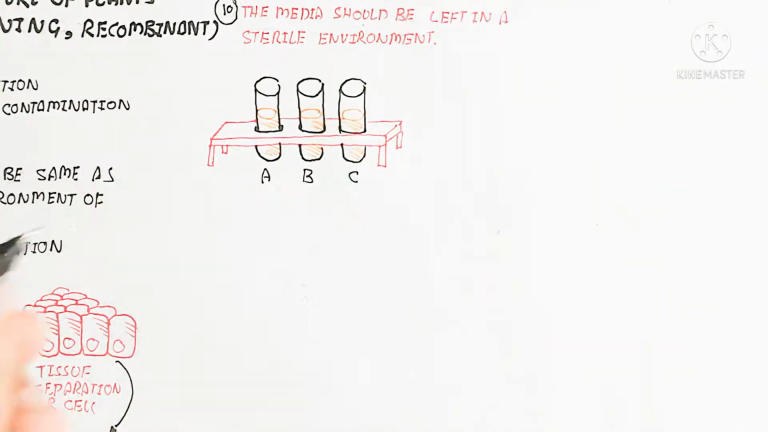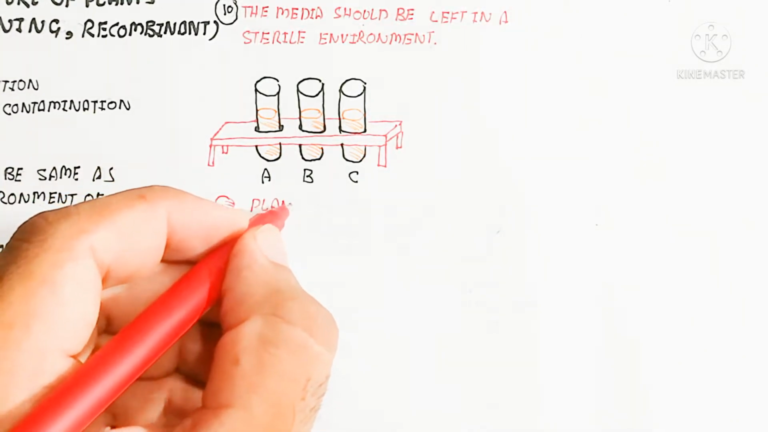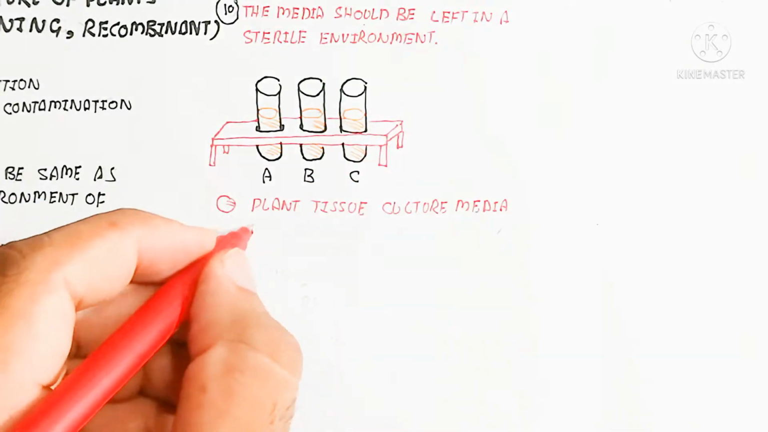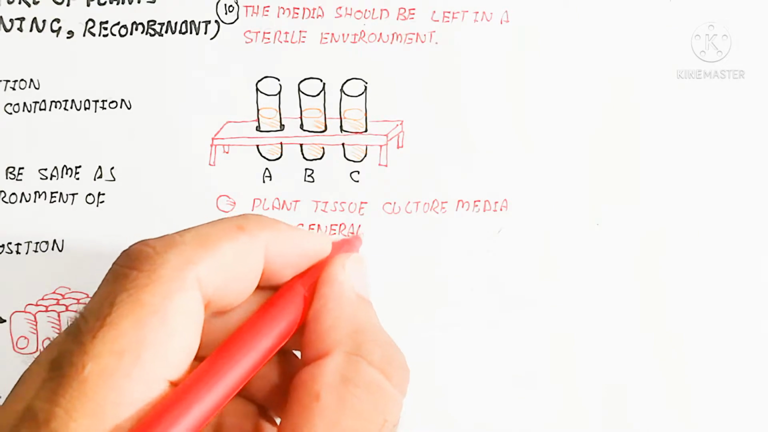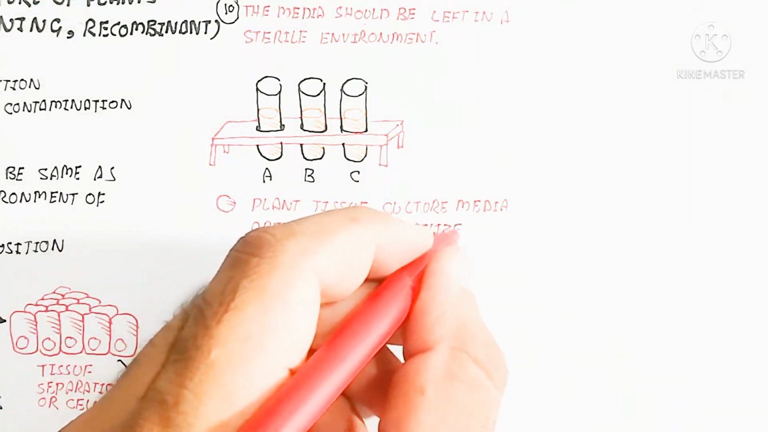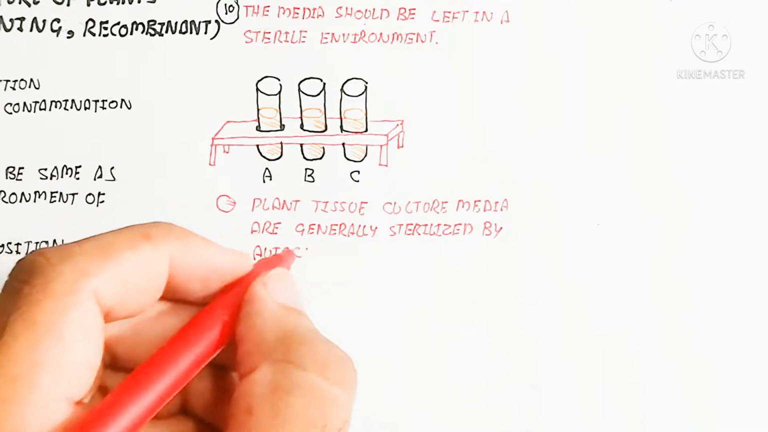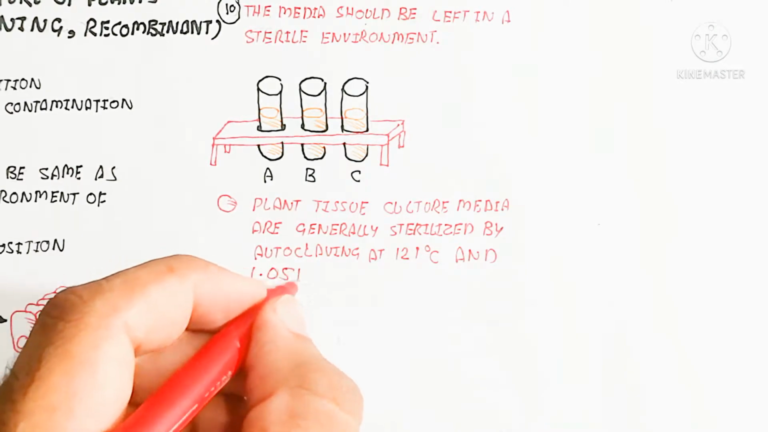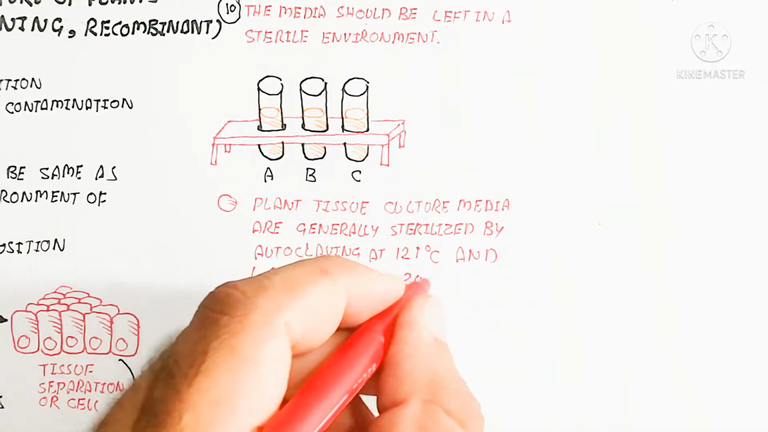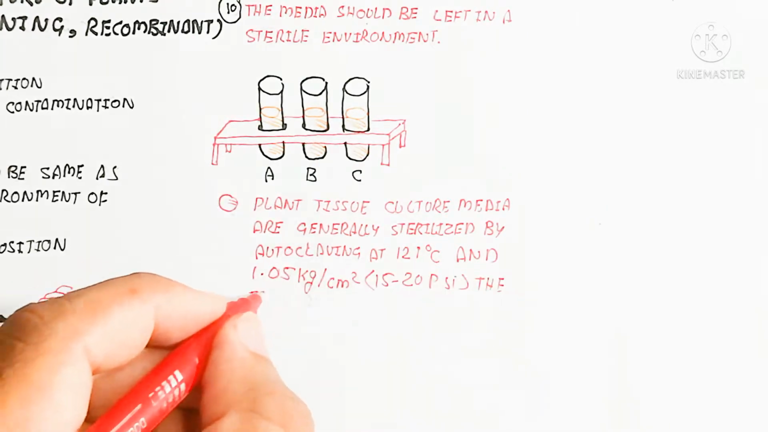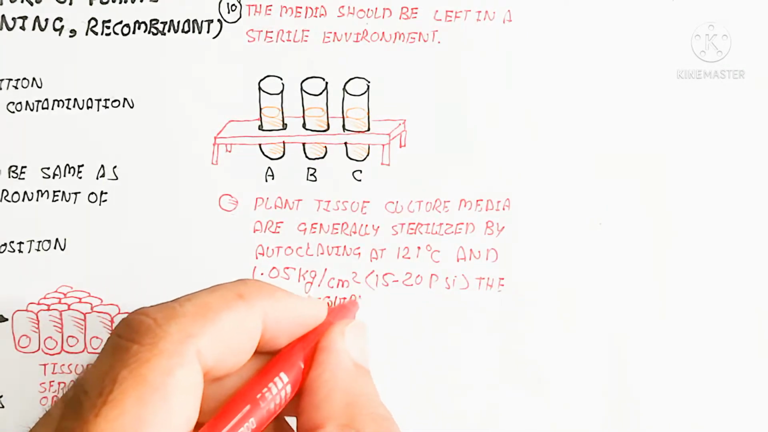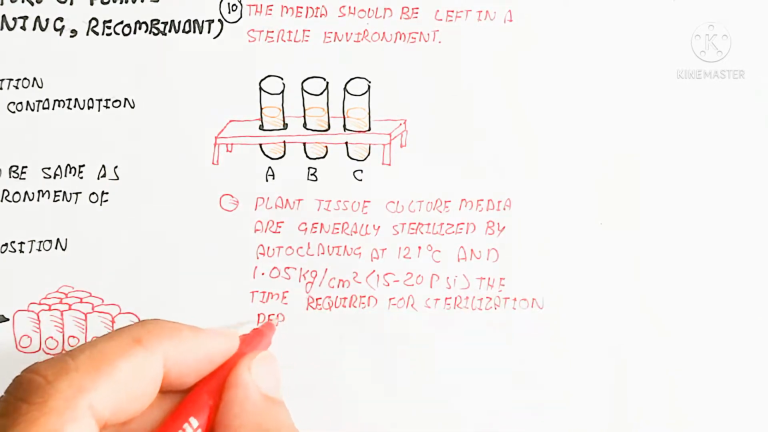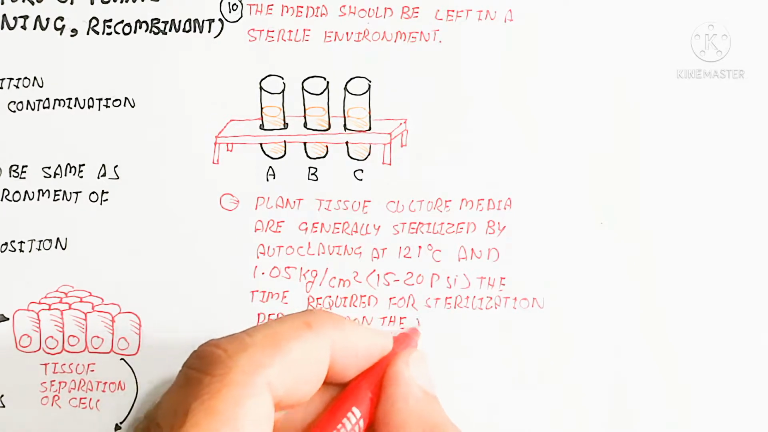Here are three test tubes containing medium, which I am giving as an example. They are used for tissue culturing. Plant tissue culture media are generally sterilized by autoclaving at 121 degrees Celsius and 1.05 kilograms per square centimeter, which is equal to about 15 to 20 psi. The time required for sterilization depends upon the volume of medium in the vessel. So autoclaving is used for the sterilization process.